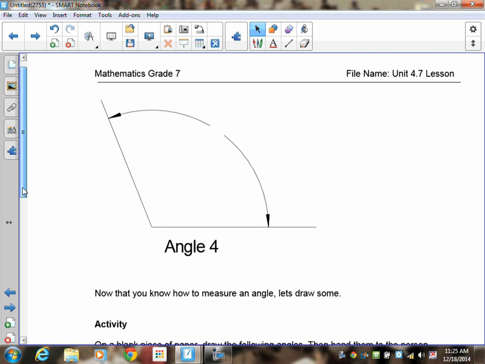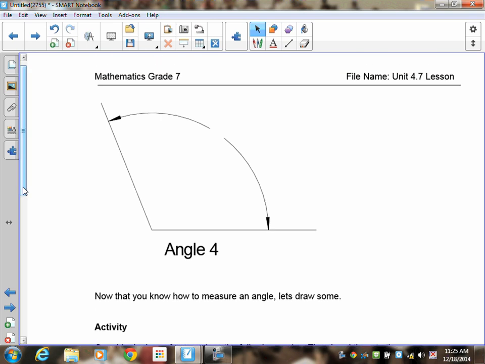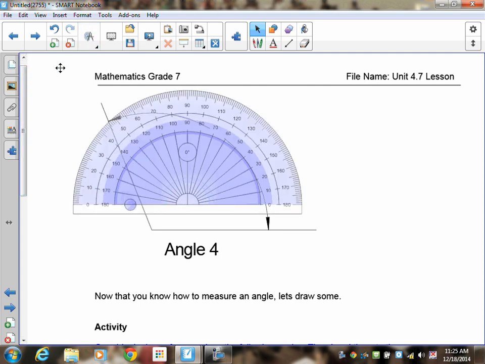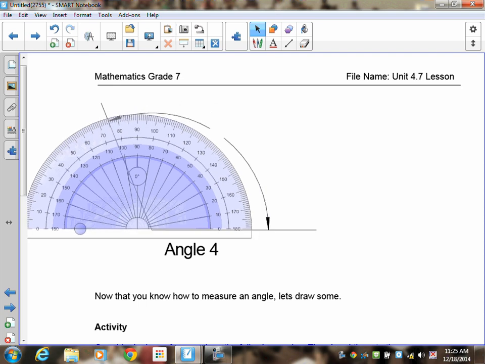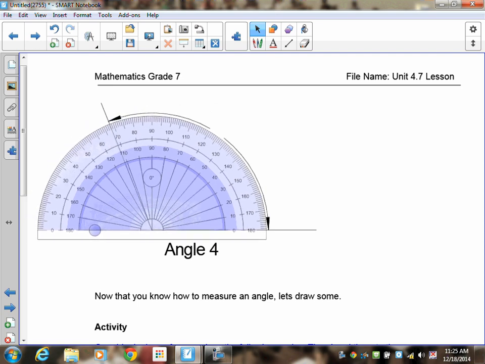Try angle 4. Now this time we have an obtuse angle, so you should be more than 90 degrees. So measure this angle. All right, so bringing in my protractor. You can see that I have to line it up just like I did before. I've got my lines right here, 0 and 100 are lined up perfectly. I've got the vertex perfect right there, so everything's lined up perfectly.